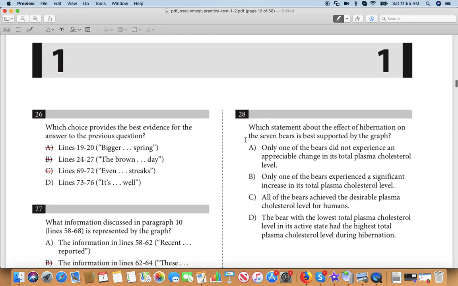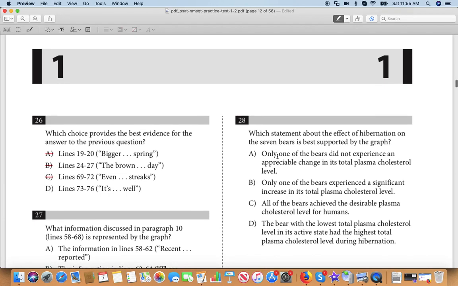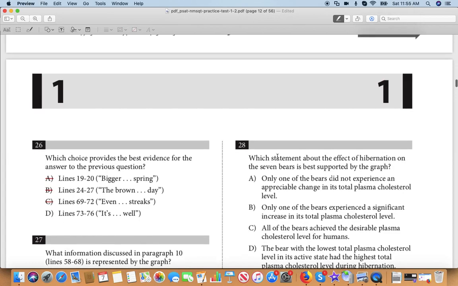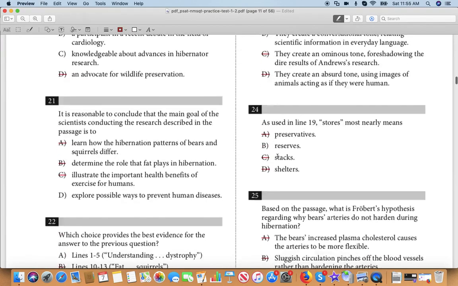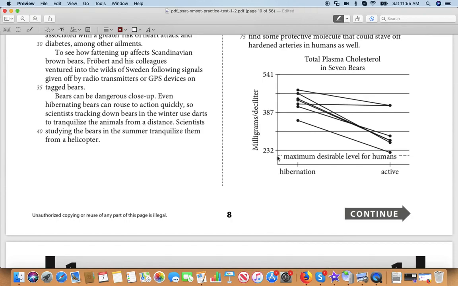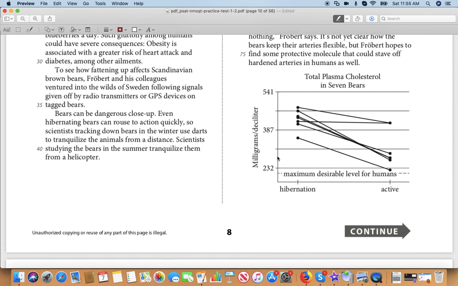Well, hold on. What does appreciable mean? Appreciable change. What's the word? Like noticeable? Yeah, noticeable, right? Able to be appreciated. So significant that you can appreciate it or notice it. They're synonymous. Okay. So only one of the bears did not experience an appreciable change in the total plasma cholesterol level. I'm not saying A is right, but I don't like your reasoning because I think there is a number of bears here. Oh, 7 bears. Gotcha. Yeah. I wouldn't say it's not appreciable.